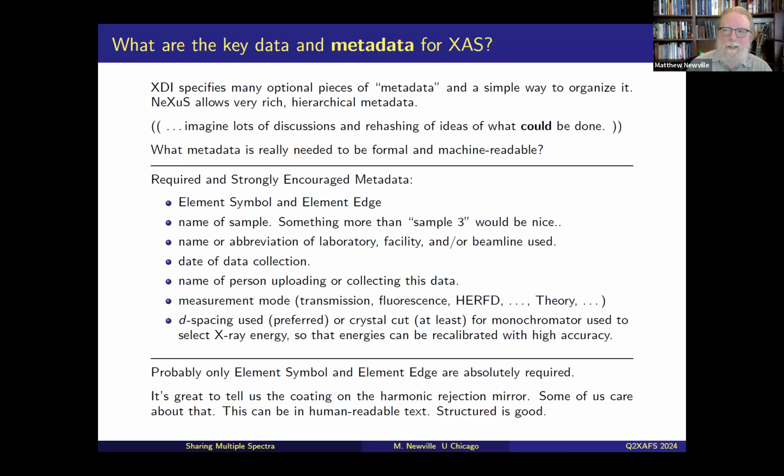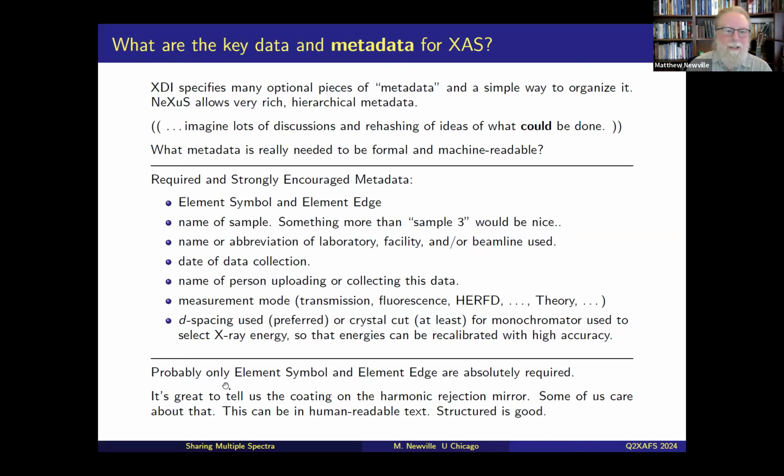It's nice to have the name of the laboratory facility or the beamline used. That's almost vital too, just so you have a sense of calibration and resolution. The date is helpful, and the name of the person uploading or collecting or responsible for this data is good. The measurement mode is very helpful, but since we already have edge step normalized data, it's not super important. It's just helpful. And then the monochromator d-spacing, if you're using a double crystal monochromator, or crystal cut, are really helpful so the energy can be recalibrated with high accuracy. D-spacing preferred, crystal cut okay, nothing acceptable. So I would say element and edge are required and everything else is strongly recommended.